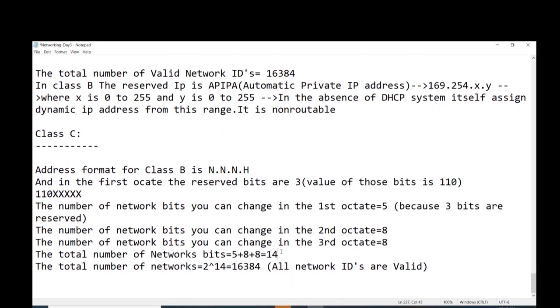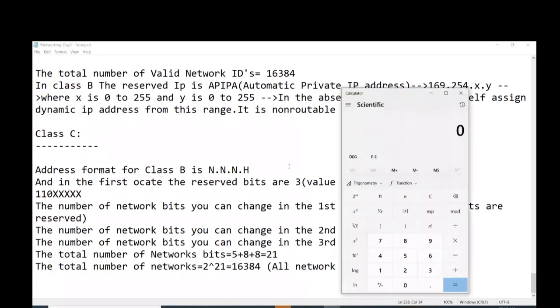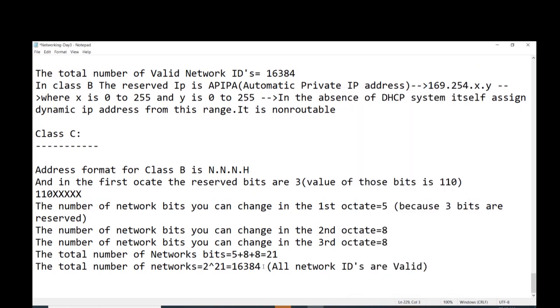How much do you get? 21. The total number of networks equals 2 to the power of 21. What is the value you get? 20 lakhs 97,152, which is 2,097,152. Yes, this is the value, and all are valid here. Only in class A you have to do minus 2, because of 0 and the loopback IP address. Others are valid and can be assigned.